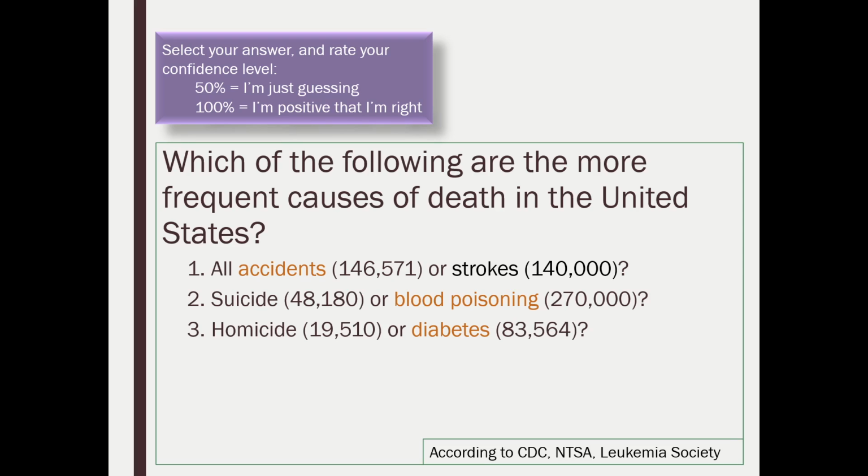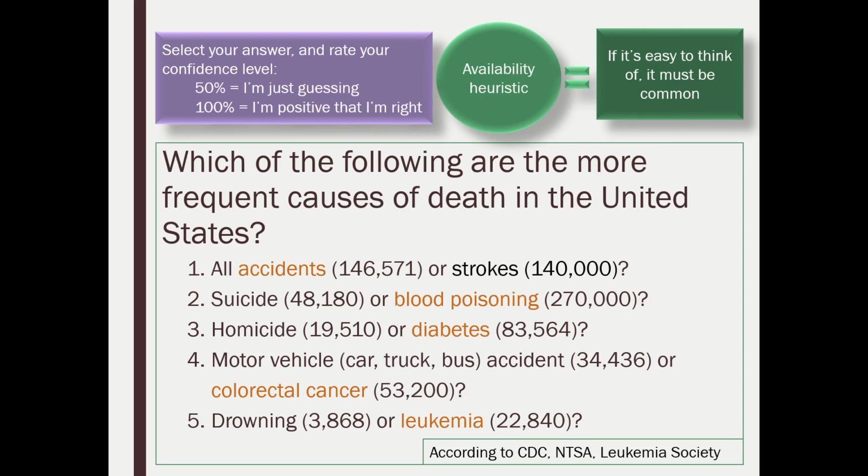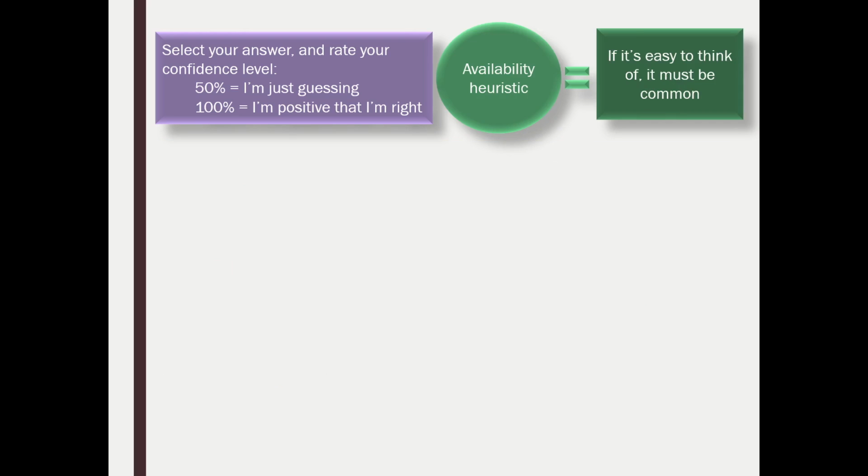3, diabetes beats out homicide by about 4 times. Colorectal cancer beats out motor vehicle accident. And leukemia beats out drowning. Okay, so those are those. So you want to mark if you got it right or not. So keep track of your accuracy ratings, and then we'll deal with your confidence ratings in a second. Okay, moving to the next. Oops, I didn't know I was going to define that right now.